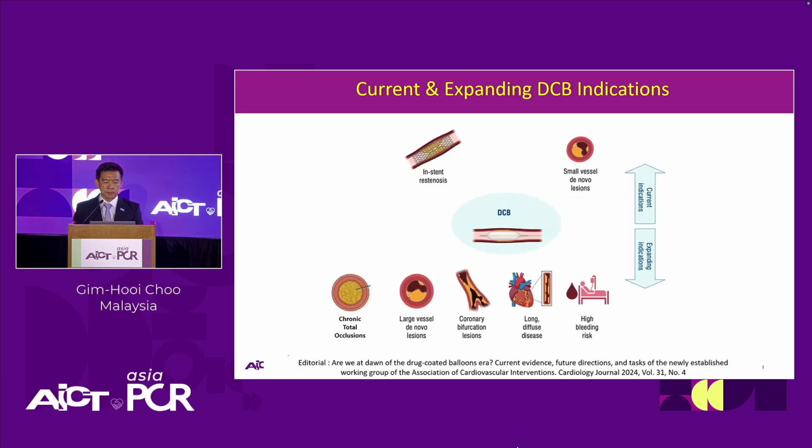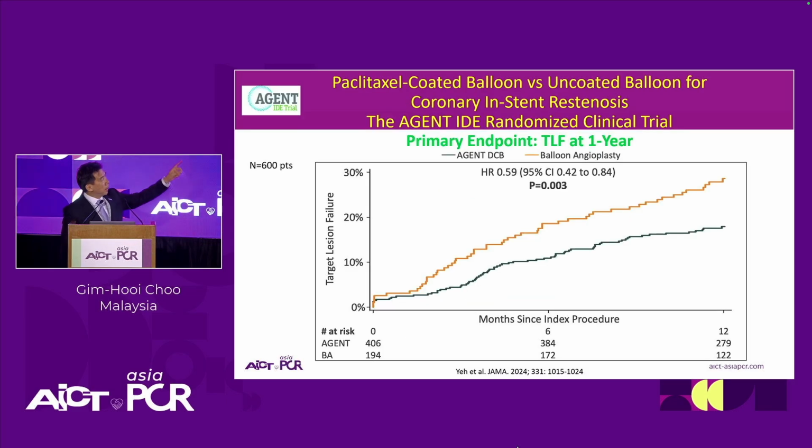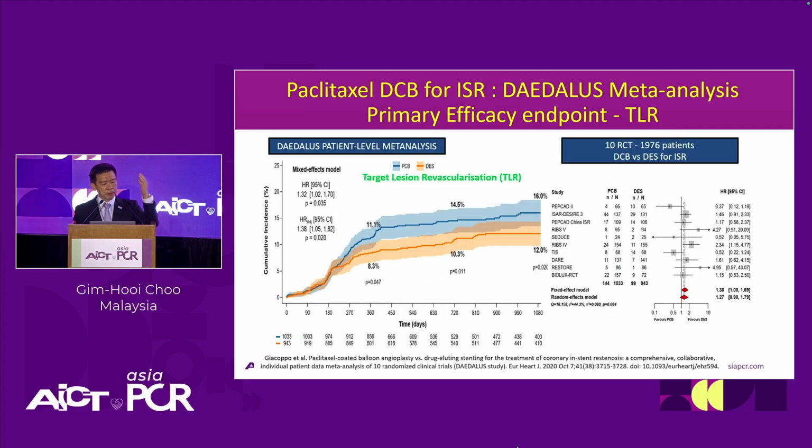And not all DCBs are the same. Today, I think we are clear in terms of DCB application for in-stent restenosis and small vessel. We are expanding to a lot more complex scenarios like CTOs, bifurcations, long diffuse disease, and so on. ISR is actually the main indication. The Asian IDE trial showed a better outcome compared to balloon angioplasty alone for in-stent restenosis. That is very clear.